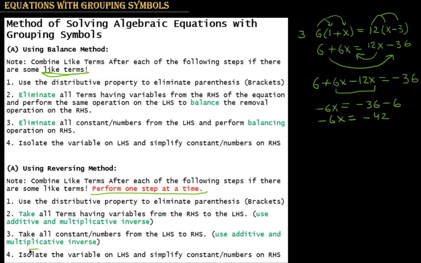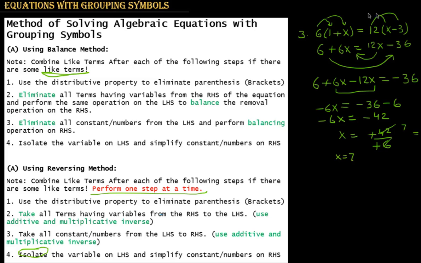So we have to isolate now, because we are using the reversing method. So isolate now. Minus 6 is being multiplied with x, so we divide and take this to the other side of the equation. Divided by minus 6. Minus divided by minus is plus, and 42 divided by 6 goes 7 times. So x equals 7 is the answer.